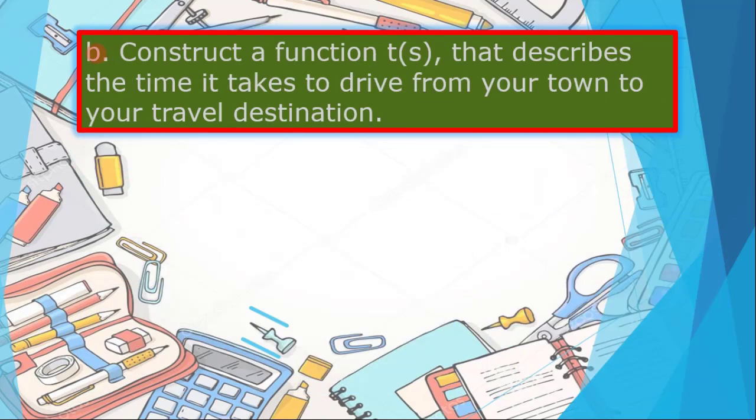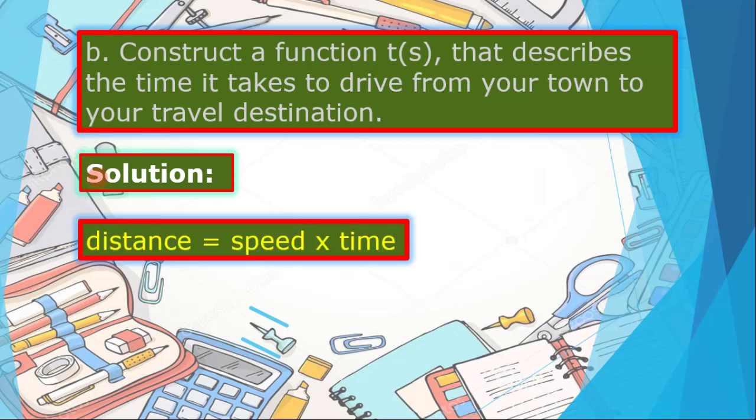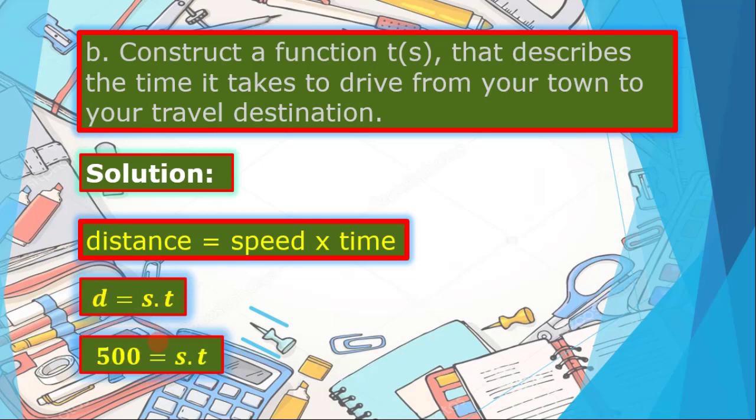For letter B, construct a function T of S that describes the time it takes to drive from your town to your travel destination. And this is given with a distance of 500 kilometers. We recall that distance equals the speed times time. In symbols, we denote it as D equals S times T. And in the context of the problem, the given distance is 500, and that is equal to the speed times the time.